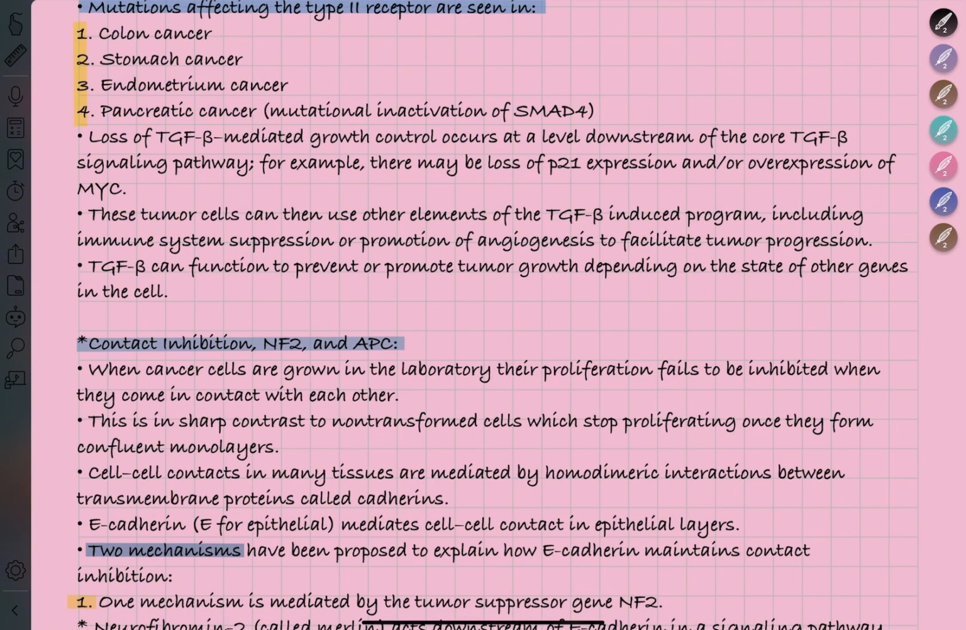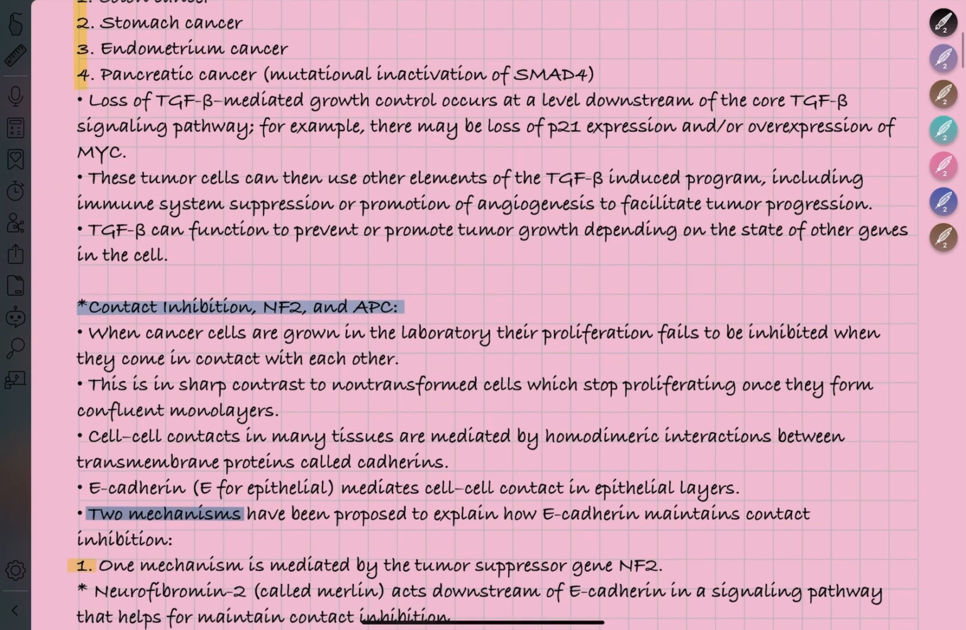Okay? So this means that they do not care about contact inhibition. They don't have anything such as contact inhibition. Okay, they keep on growing and growing and growing without paying attention to what's happening around them. Okay, so here they're just telling me, when we grow them in the lab, they're just going to keep on growing, not caring about anything.